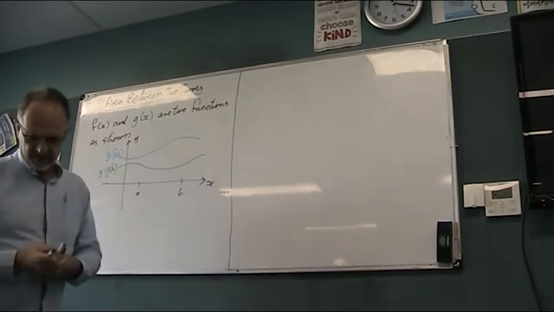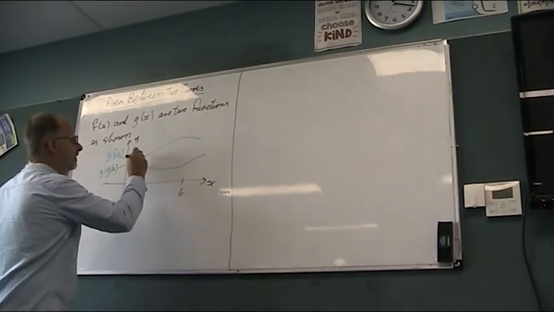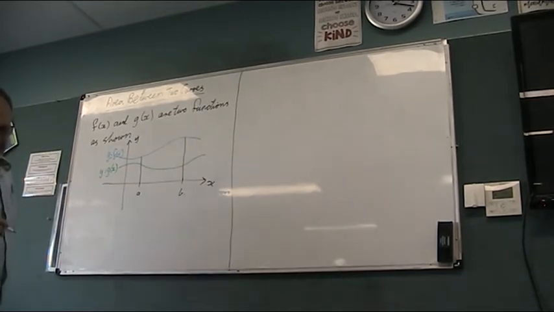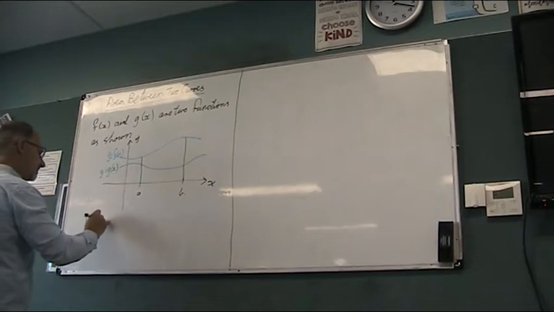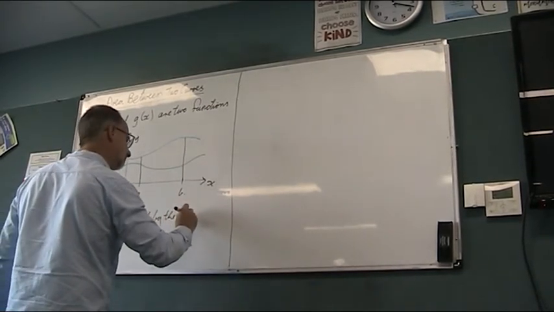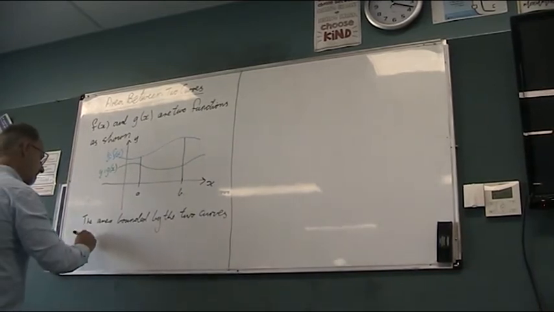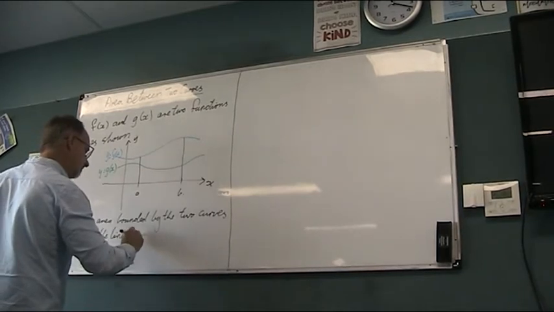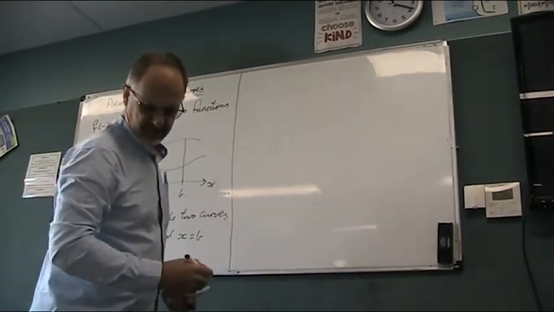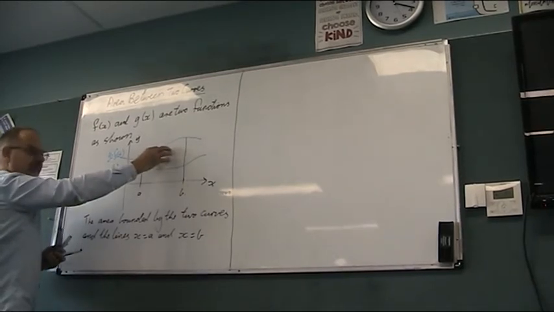If we want to know the area between them and between two x values, so a and b, so say for example we're after this area in here, then the area bounded by the two curves and the lines x equals a and x equals b, so this area that we're wanting in here.